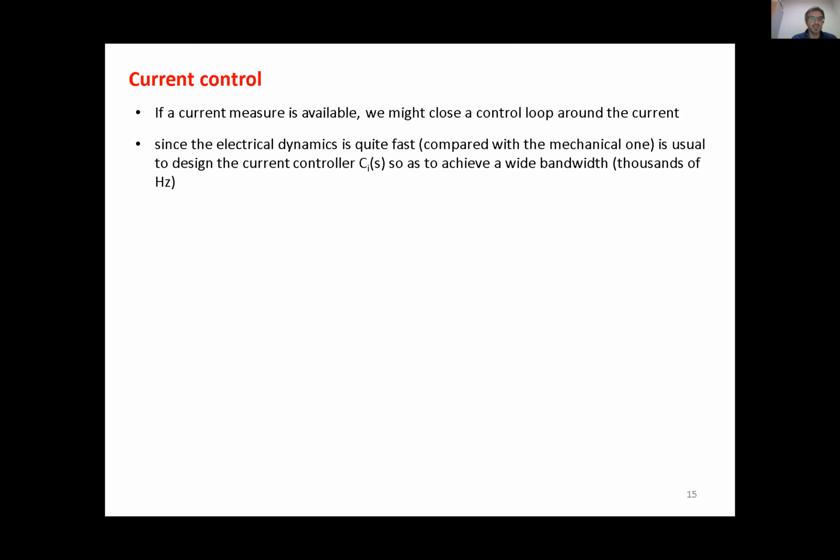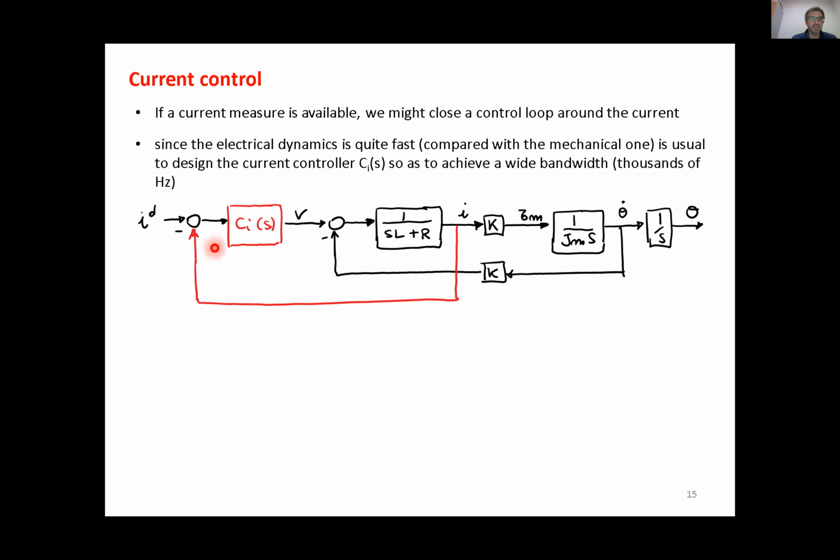Finally, this is a repetition of what we said. If we want to do current control, and a measure of the current is available, we no longer have a controller that outputs a voltage. In the case we want to control the position, the controller outputs a desired current, and then another controller, which is an inner loop current control, provides the voltage to track this desired current.